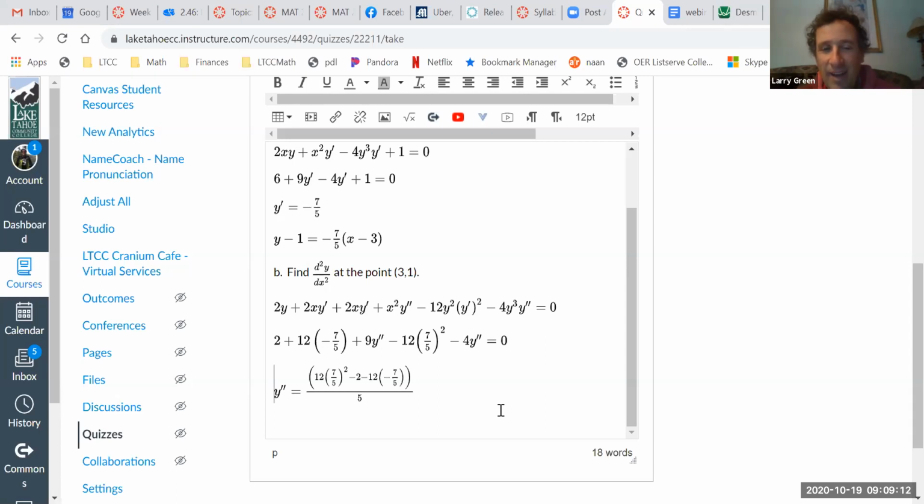What I want you to do is do the calculus. Any questions at all on the quiz, finding the equation of the tangent line using the derivative with implicit differentiation, and finding the second derivative using implicit differentiation twice? Any questions?